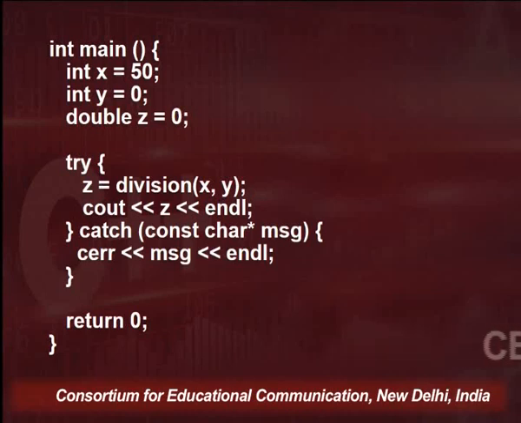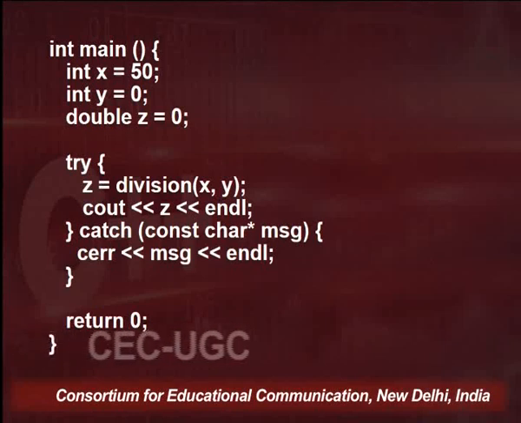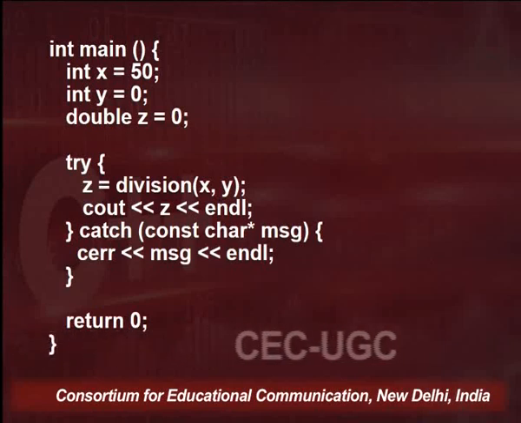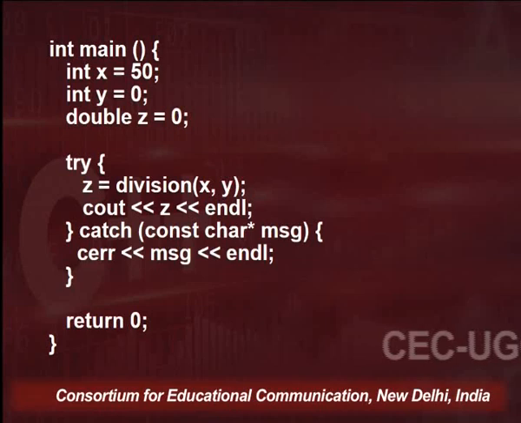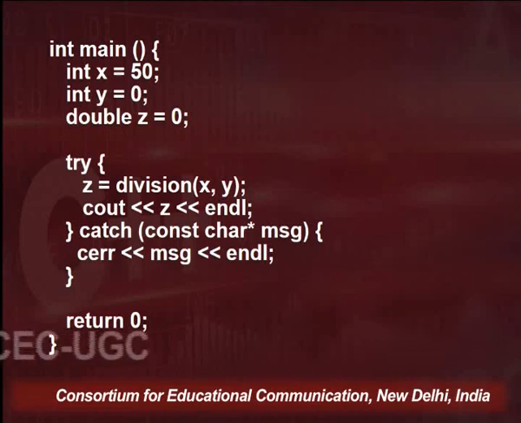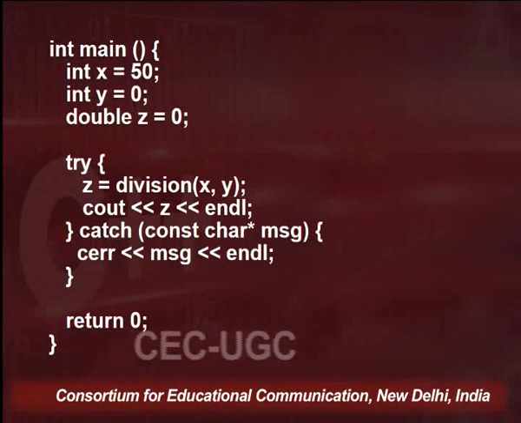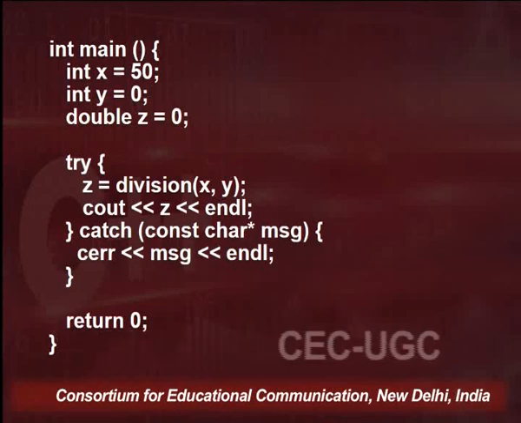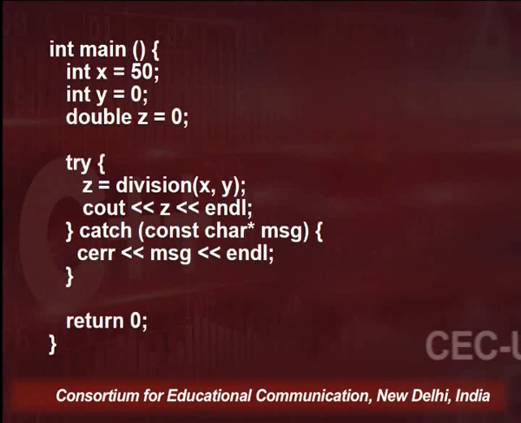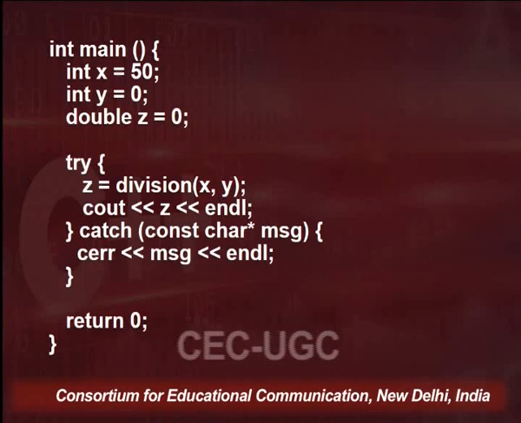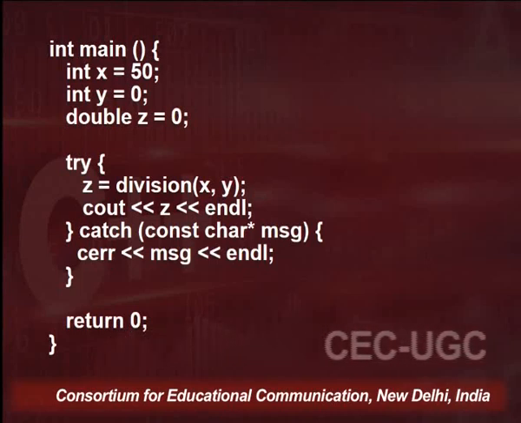I have already told you this, there should not be any statement between try and catch, and the catch statement has a constant character pointer as the variable message, and instead of cout we have written cerr because this is an error message, so the message will be displayed. Now there is a return 0. Now see what is happening.